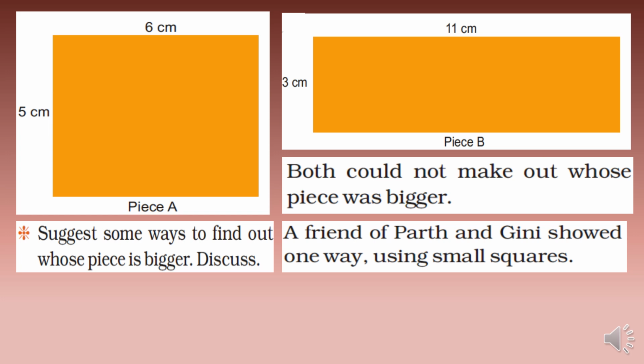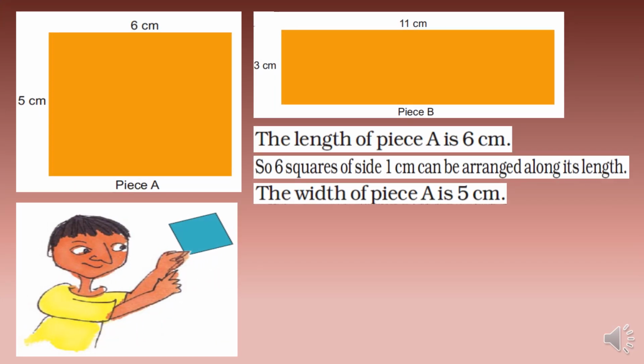A friend of Parth and Ginny showed one way using small squares. Let us see how. See this. The length of piece A is 6 cm. So 6 squares of side 1 cm can be arranged along its length. The width of piece A is 5 cm. So 5 squares of side 1 cm can be arranged along its width.